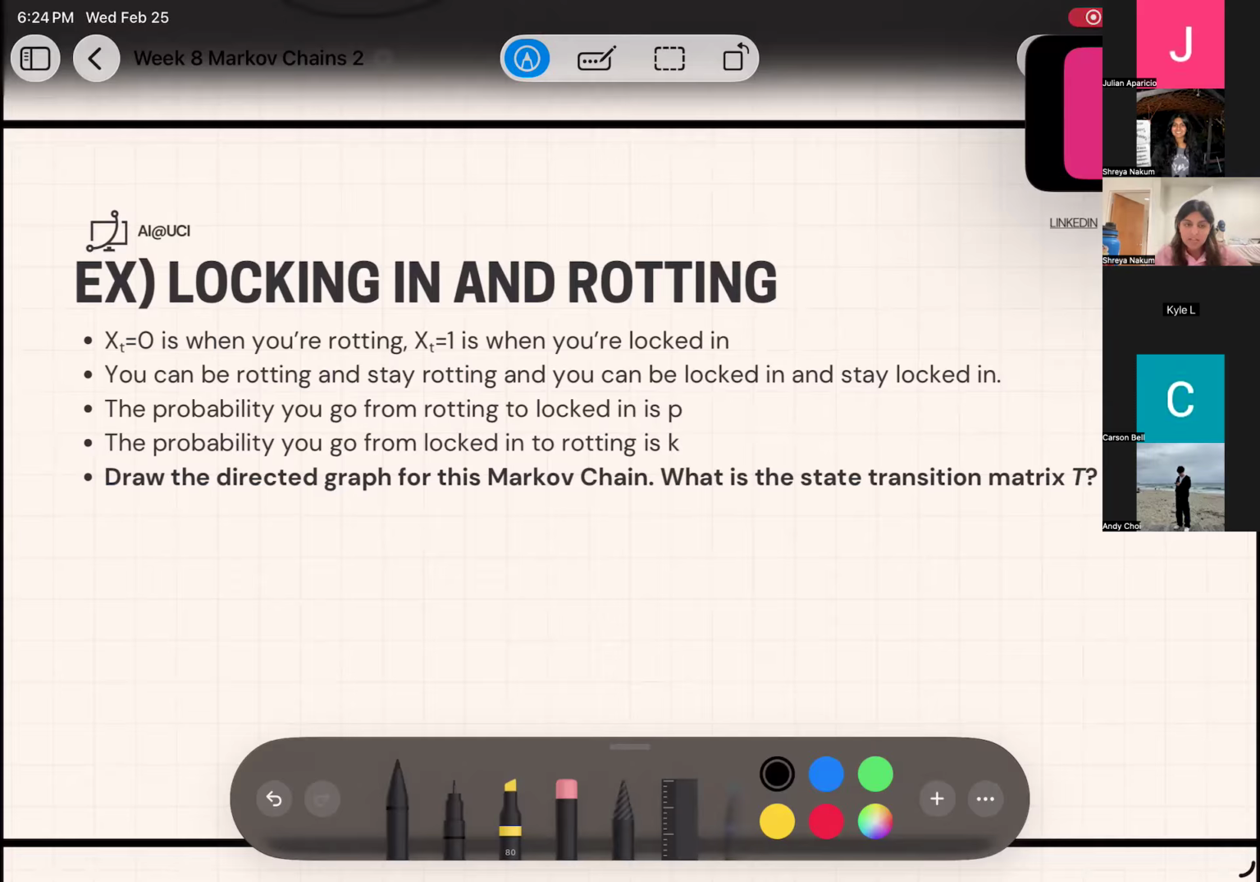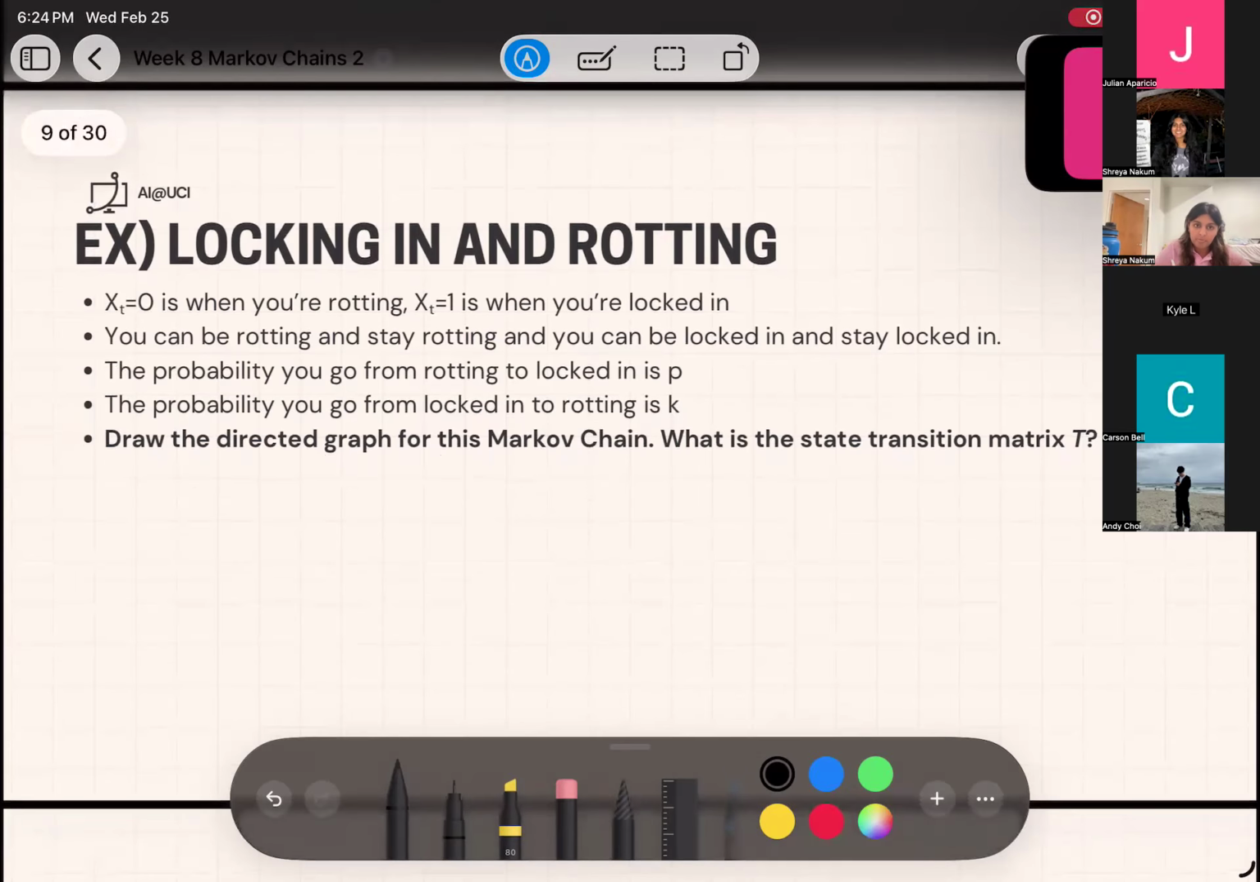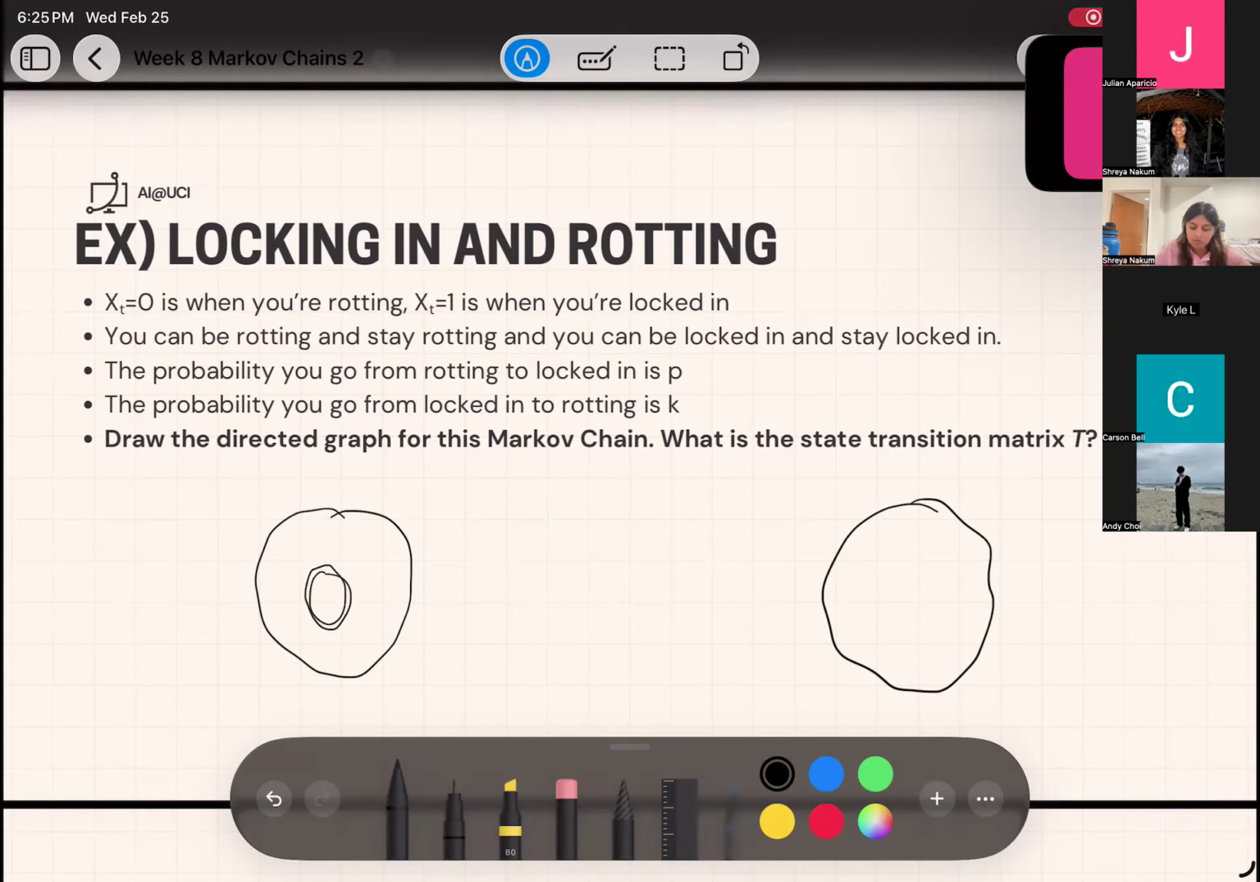Now we're going to make this directed graph. So first thing we want to do is draw out our states. How many states do we have? Two. We have two. Okay, let's draw two circles. And what are our two states? Locked in and rotting. Okay, so we'll say this is 0 for rotting and 1 for locked in. I'll say it in parentheses.